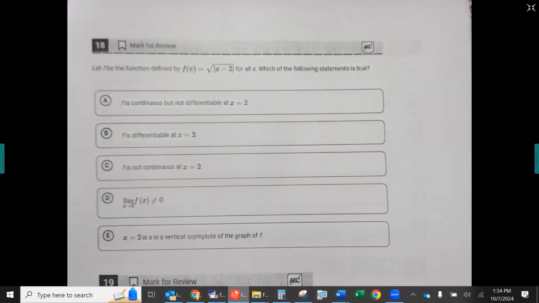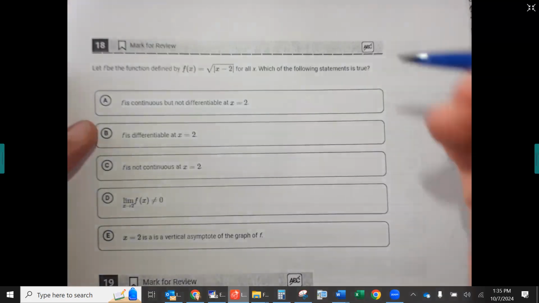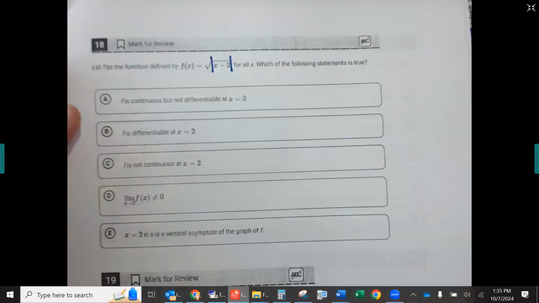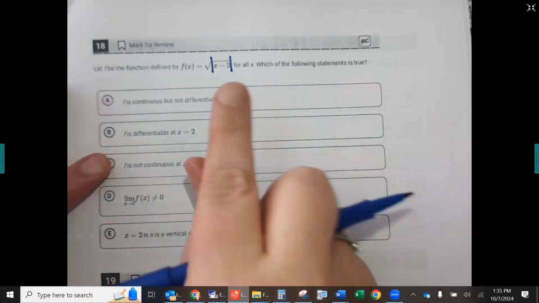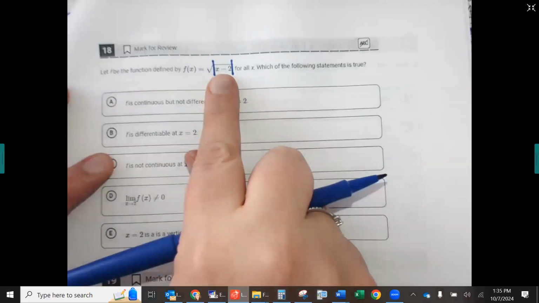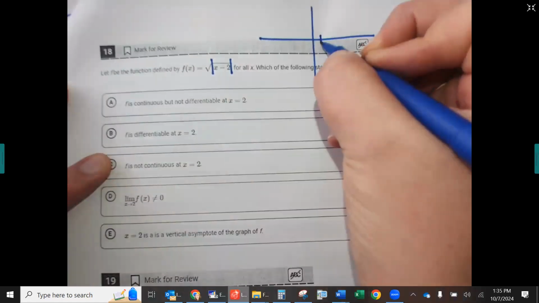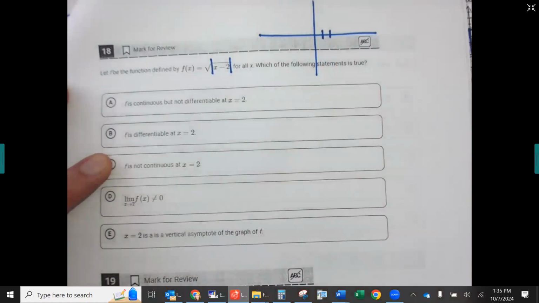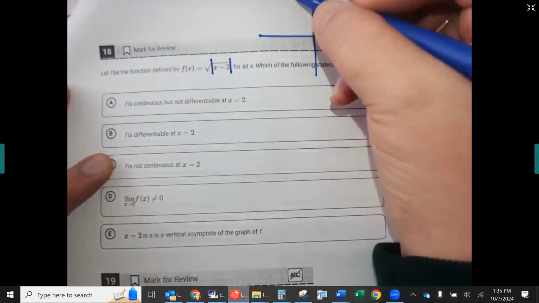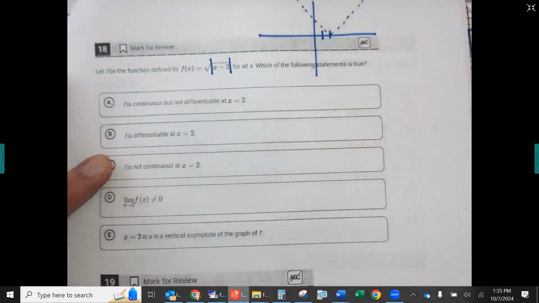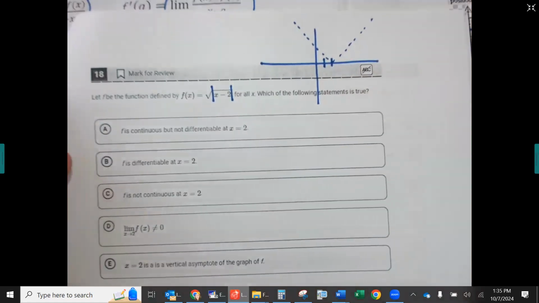So it's number 18. Okay, do you know what absolute value bars look like? Just tell me out loud. Yeah. What do they look like? A V, very good. And which way would the -2 move the V? Okay, very good. So draw me a little graph here. Go to the right 2. And then I want you to give me a V shape. Okay, that's what the absolute value of x looks like.